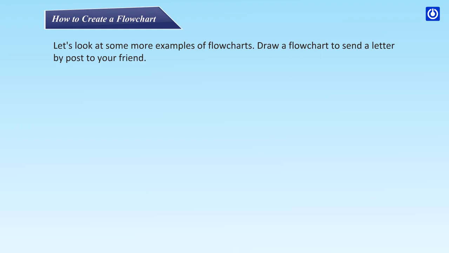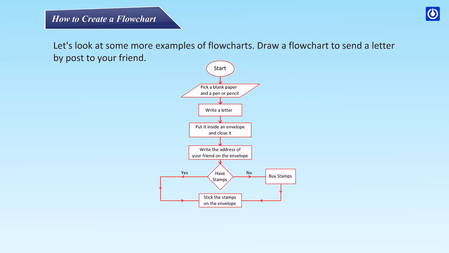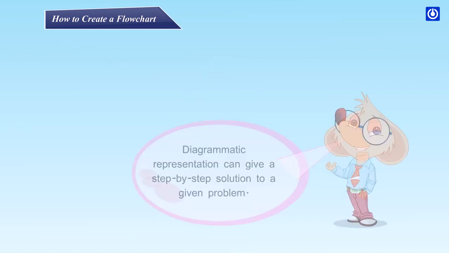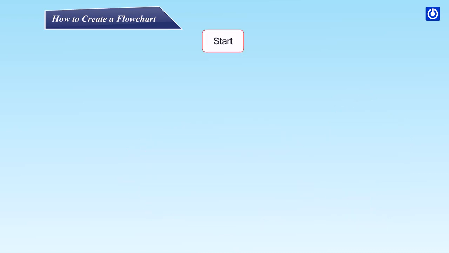Draw a flowchart to send a letter by post to your friend. Start. Pick a blank paper and a pen or pencil. Write a letter. Put it inside an envelope and close it. Write the address of your friend on the envelope. Have stamps? No, buy stamps. Yes, stick the stamps on the envelope. Drop the letter into a letterbox. Stop. Diagrammatic representation can give a step-by-step solution to a given problem.